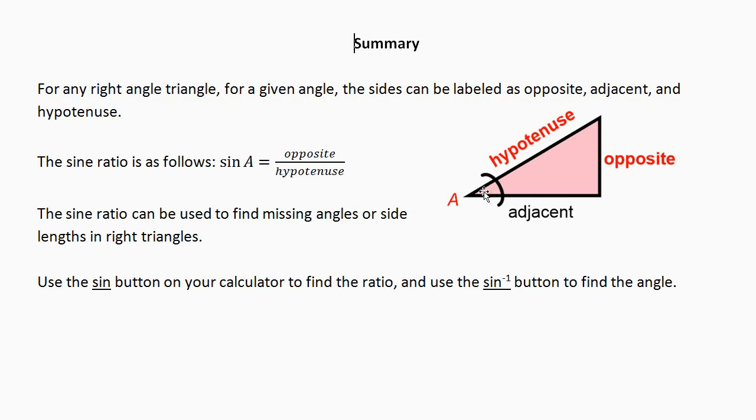The sine ratio is sine of the angle is equal to the opposite side divided by the hypotenuse side. We can use the sine ratio to find missing angles or missing side lengths in a right triangle. We use the sine button on our calculator to find the ratio when we're solving for a side, and we use the sine -1 button to find the angle when we're solving for an angle.